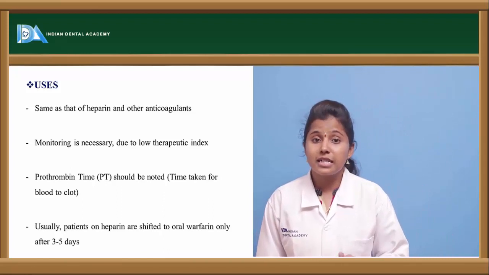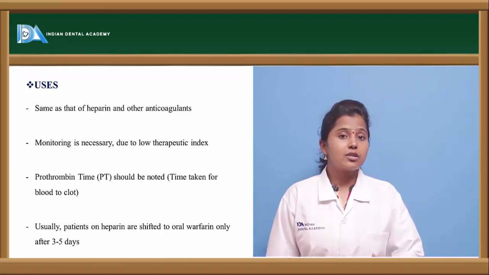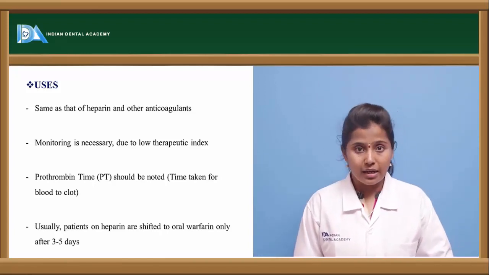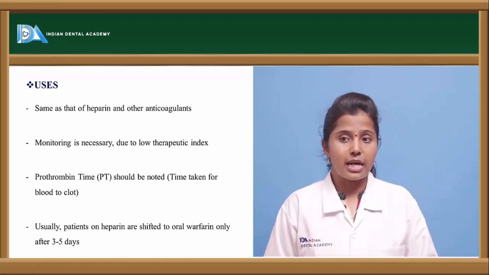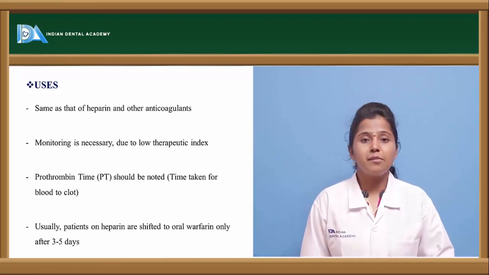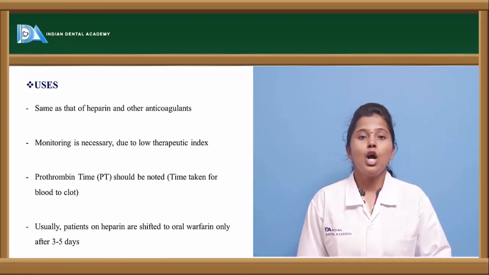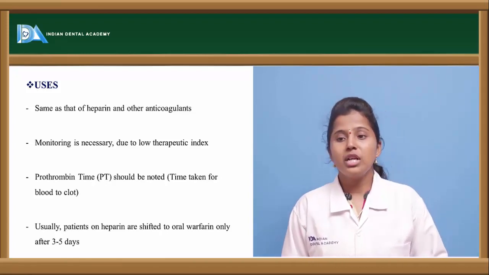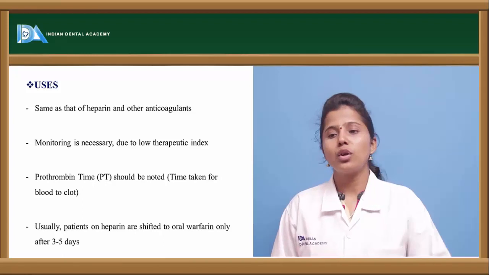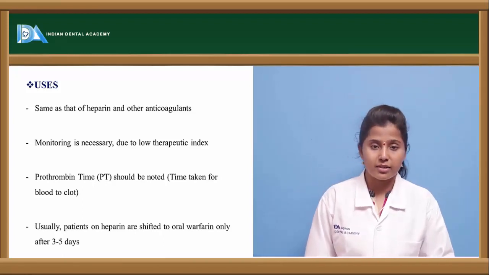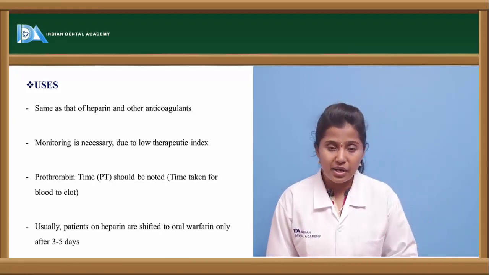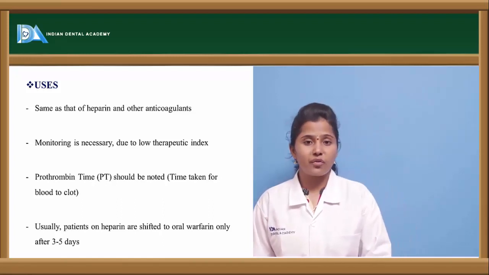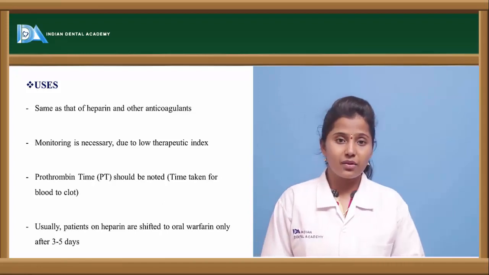This monitoring is necessary because if the therapeutic index is high, then definitely adverse reactions occur. Prothrombin time is the main measure to monitor the dose of warfarin as well as heparin. Usually patients on heparin are shifted to oral warfarin only after 3 to 5 days. If a person is taking heparin IV, the person can take warfarin only after 3 to 5 days, because one is given orally and the other IV.